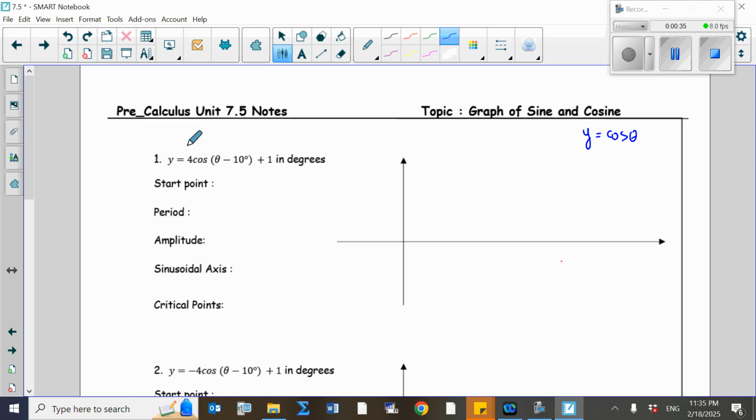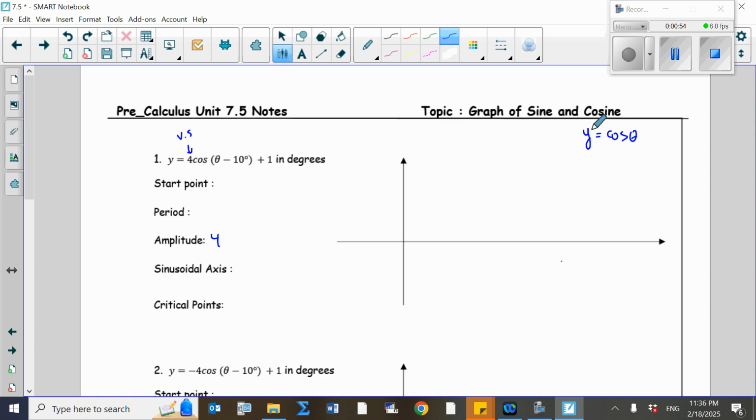So as you see, we have a number multiplied by the function right before that. That number is greater than 1, so we're going to have a vertical stretch. This vertical stretch is going to change the amplitude of the function from 1 to 4. So that's the new amplitude.